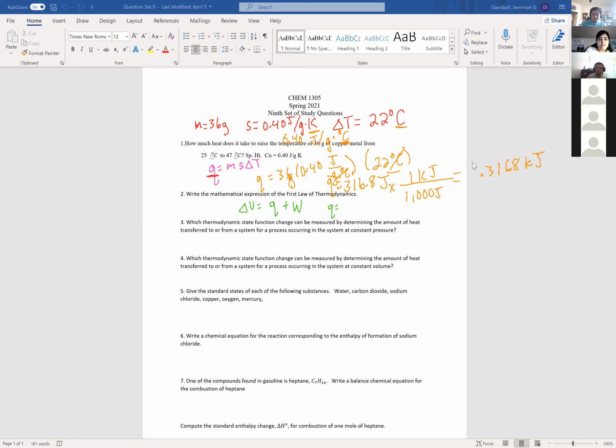So what is Q? Heat, right? And then what is W? Work. Yes. So your overall thermodynamic change of your system is going to be your heat plus your work. And then we know both of those equations. We knew Q, which we just used in the last problem. And then does anybody remember the formula for work?